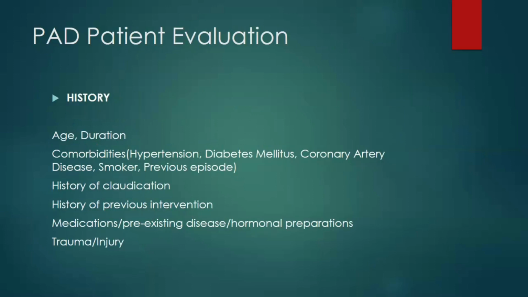So we have to take the history of the patient. It's very important to understand that every patient is different in this case. We have to understand whether the patient has symmetrical disease or not, whether the patient has coronary artery disease or not, whether the patient is a smoker, history of claudication, any previous intervention, any cardiac intervention done or not, what medication the patient is on, and any history of trauma.